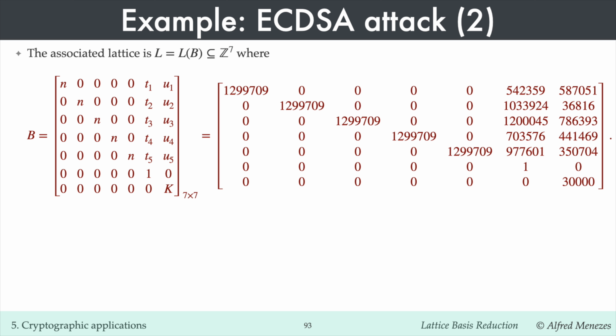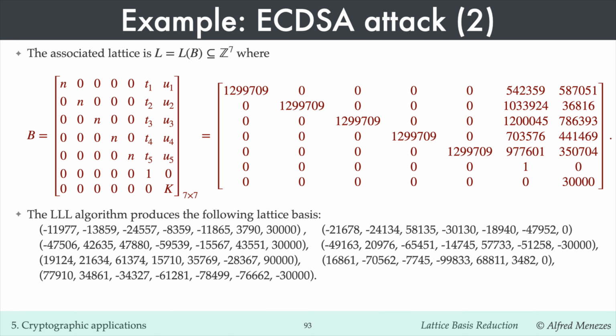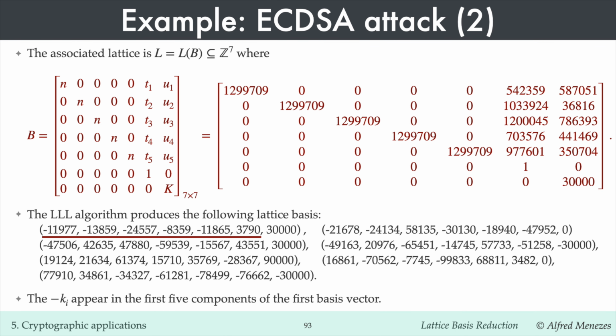The associated 7-dimensional integer lattice L is defined by this 7 by 7 basis matrix. Running the LLL algorithm on that basis produces the following lattice basis. A quick inspection of the output reveals that the negative of the first 5 per message secrets appear as the first 5 coordinates of the first basis vector. The adversary can use any one of these per message secrets to compute the long-term private key A. Correctness is confirmed by checking that the public key capital A equals little a times P.